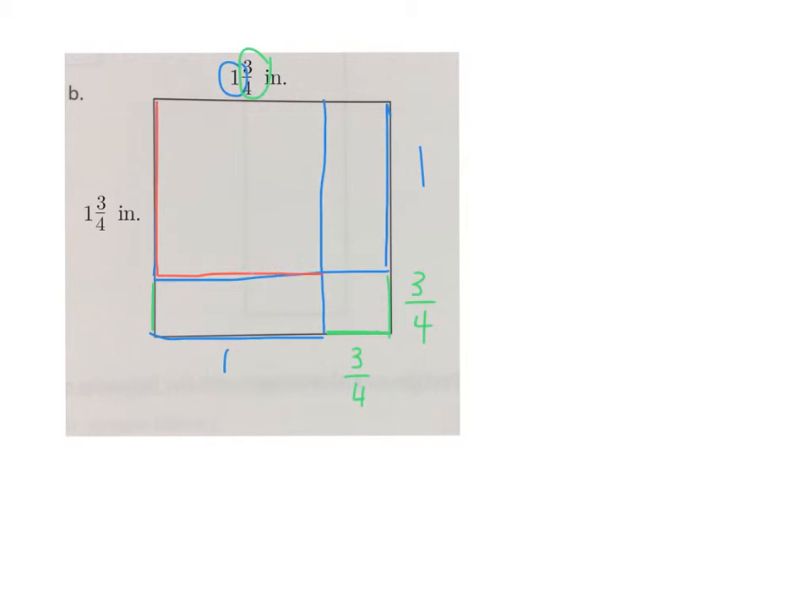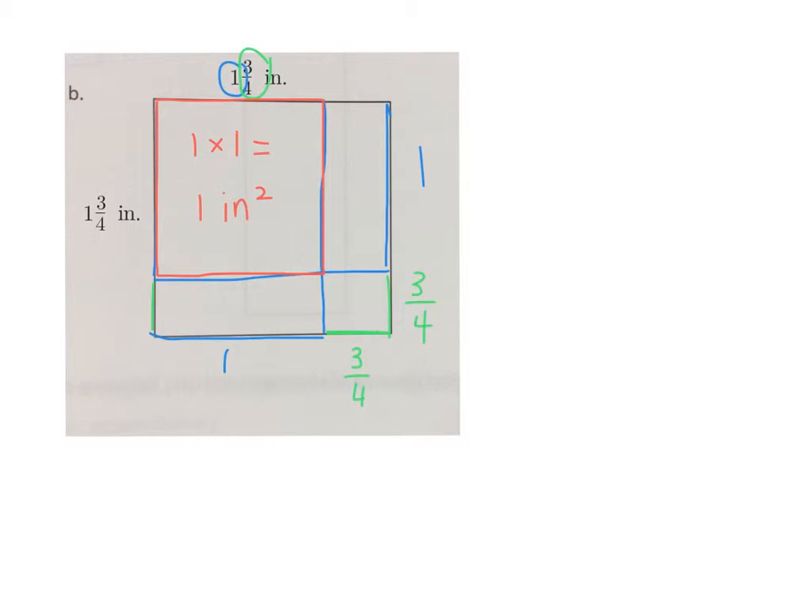In red, what are the dimensions? What is it from here to here? 1 inch. 1 inch, because it's here. Good. What's one from here to here? 1 inch. 1 inch. So how do I find the area of this red portion? 1 times 1, which is? 1 square inch. Very good, square inch.